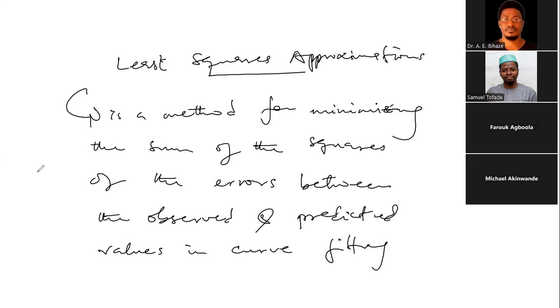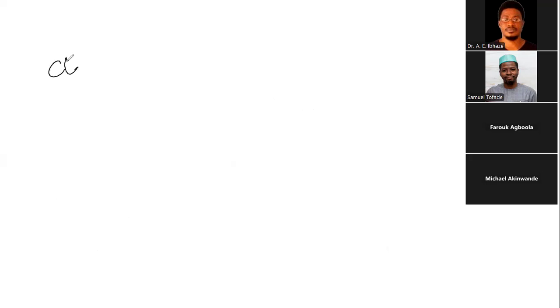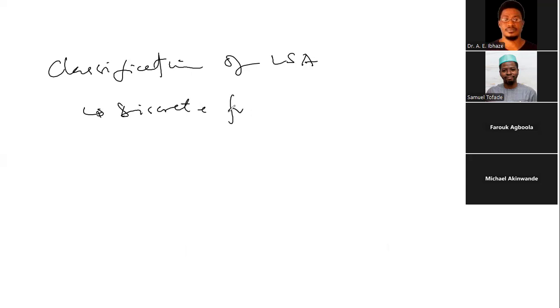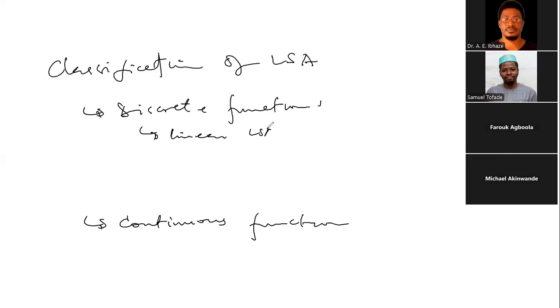So we can also run through the classification of least squares approximation techniques. Like I mentioned earlier, we have techniques for discrete functions, and we also have them for continuous functions. When we talk about the discrete functions, we want to talk about the linear least squares approximation. We also want to talk about the polynomial least squares approximation. Then we also want to talk about the least squares with basis function.